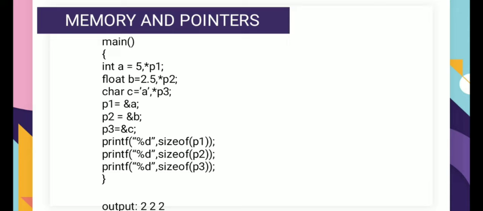Suppose 3 pointers are declared for int, float, and char. All 3 pointers will occupy 2 bytes. This is because all the memory addresses are integer values, ranging from 0 to 65,536. Thus, we can say that a pointer, irrespective of its type, is storing the address as an integer value, and each integer requires only 2 bytes.